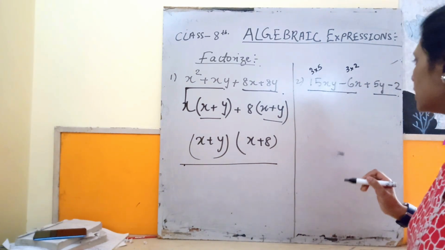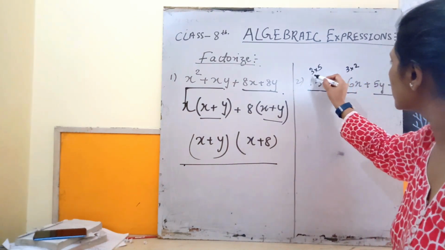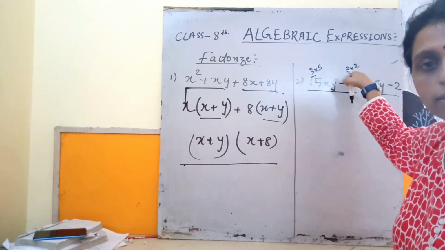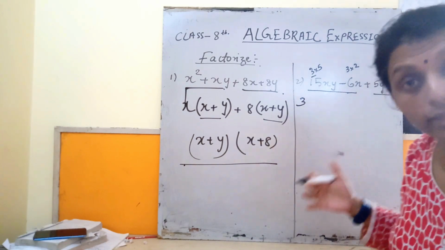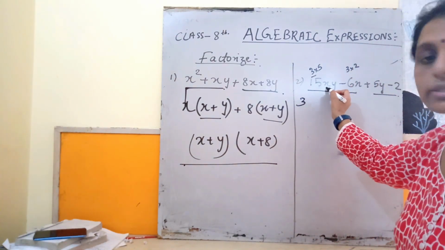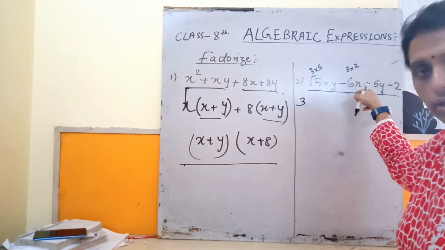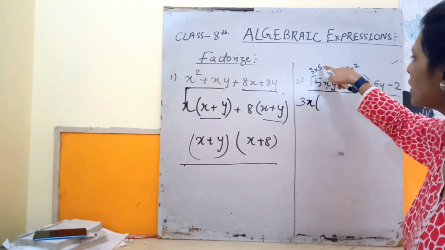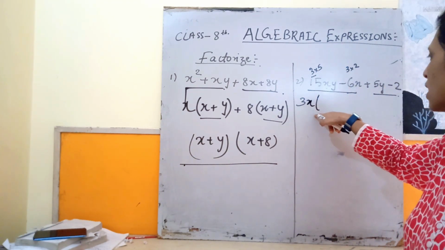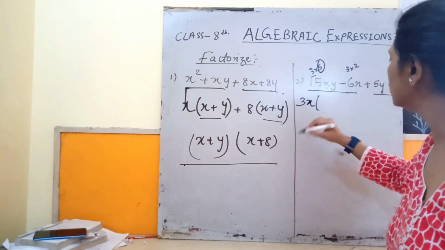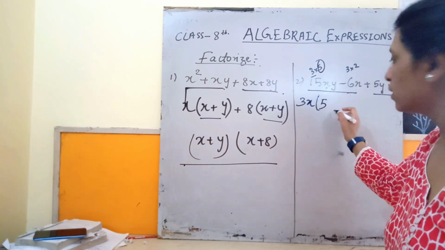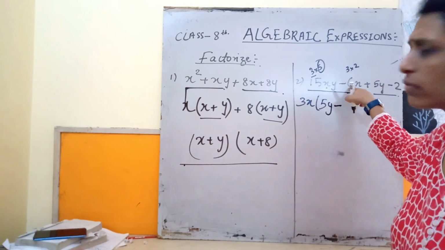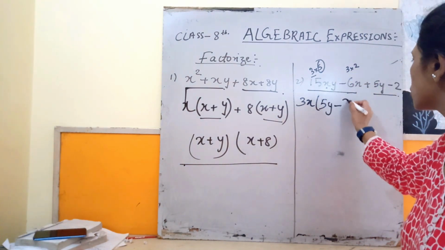Let's see what we can take as common. Children, 3 is present in 15xy and also in 6x, so we can take 3 as common. What else can we take as common? Here x is there, and in 6x we have x, so we can take x also as common. Now what are we left with? Since 3 and x are taken as common, we are left with 5y, minus, out of 6 we have taken 3 as common, so we are left with 2.